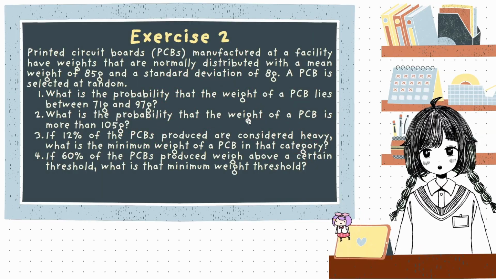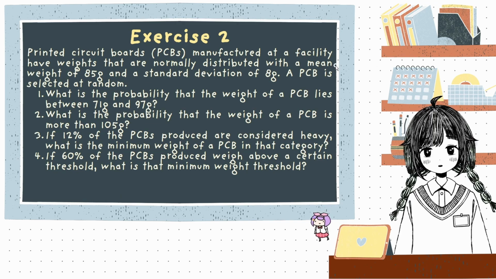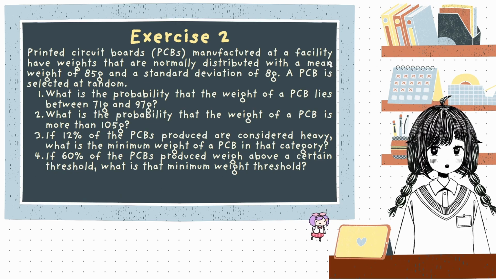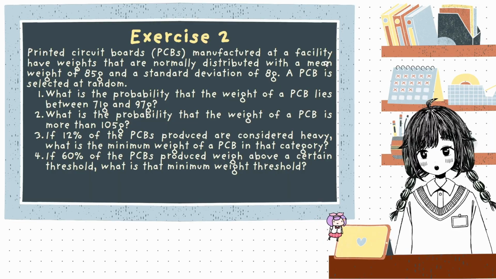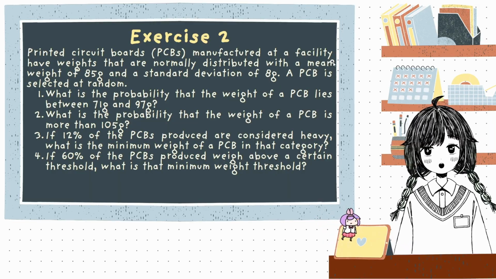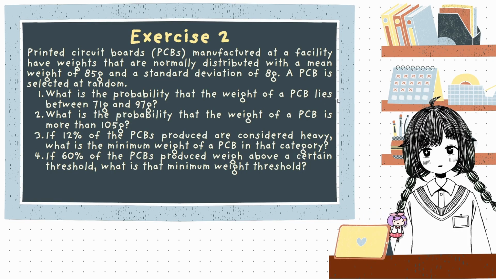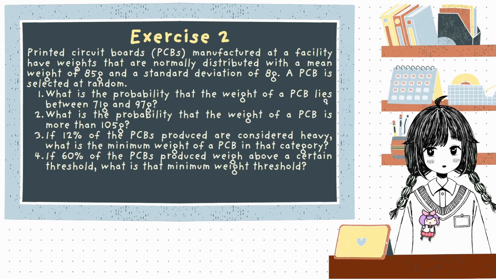Exercise 2. Printed circuit boards (PCBs) manufactured at a facility have weights that are normally distributed with a mean weight of 85 gram and a standard deviation of 8 gram. A PCB is selected at random. So we start with question 1. What is the probability that the weight of the PCB lies between 71 gram and 97 gram?